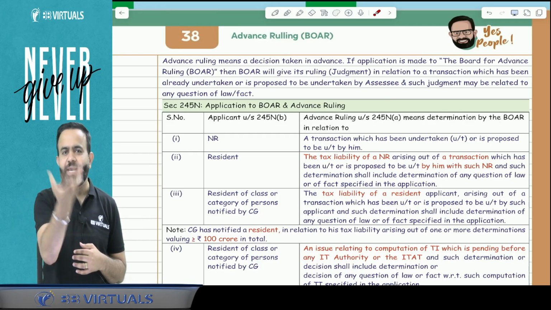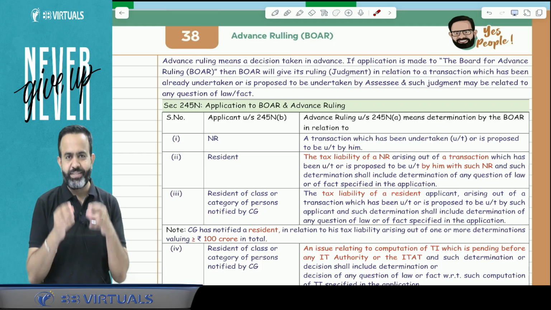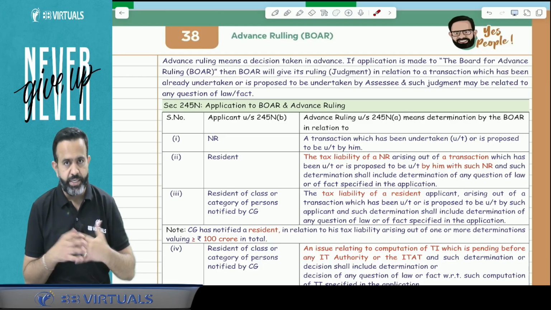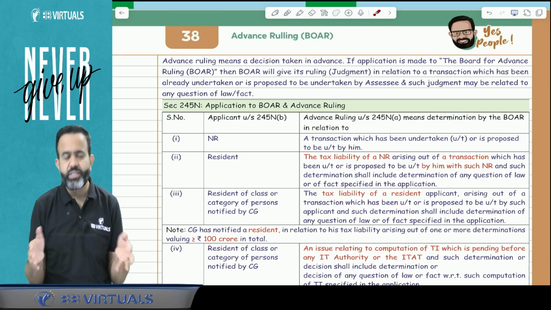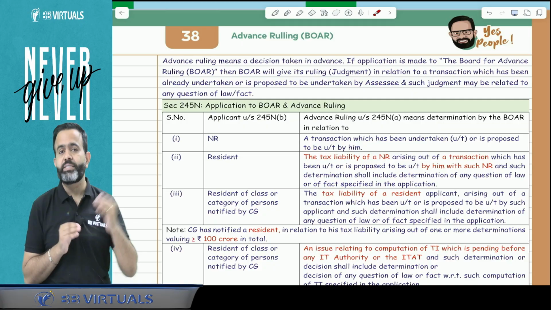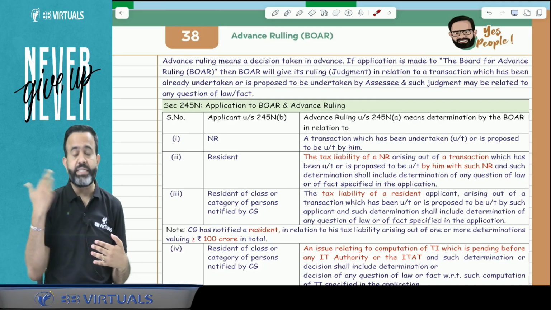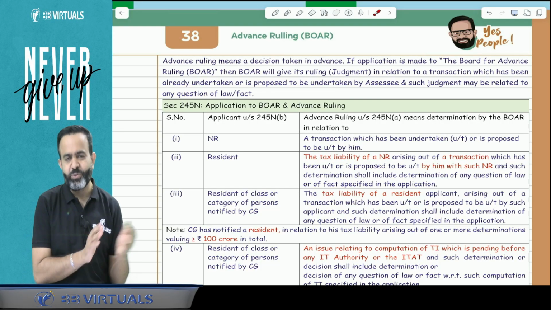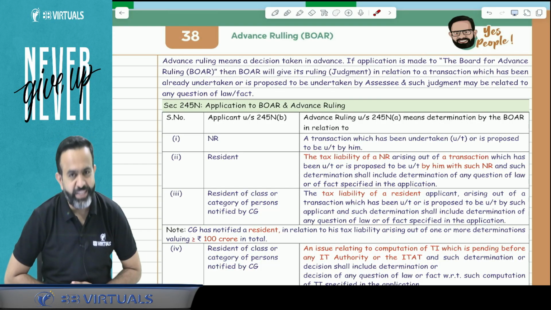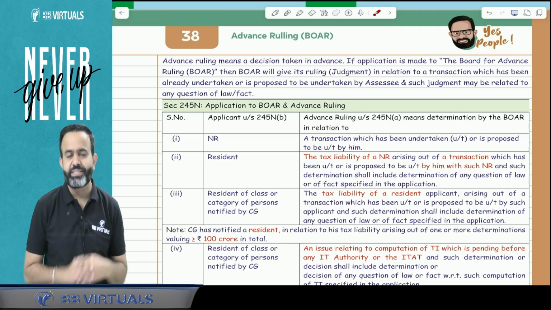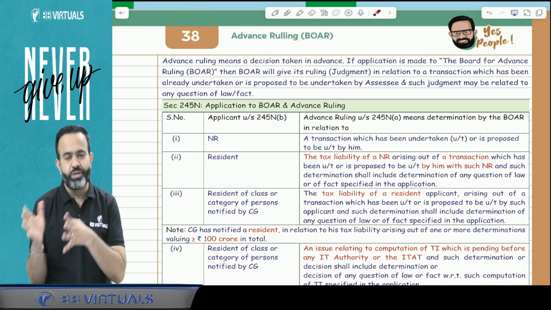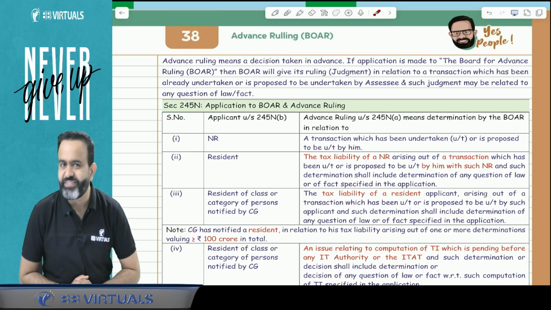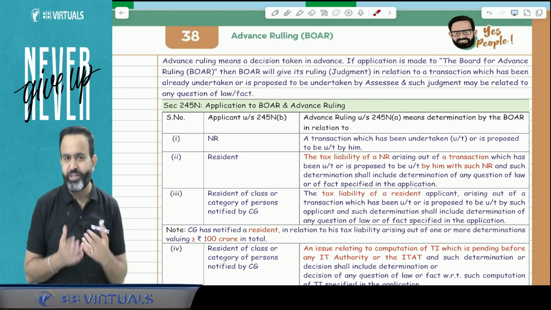like judgment in advance. For example, if any non-resident wants to do some transaction in India, and first he wants to know what will be the taxability on his income in India, or what will be the tax treatment on that transaction, and he wants judgment in advance. So there is one authority in India, the Board for Advanced Ruling, or BOAR. This board gives the judgment in advance. That is called advanced ruling.